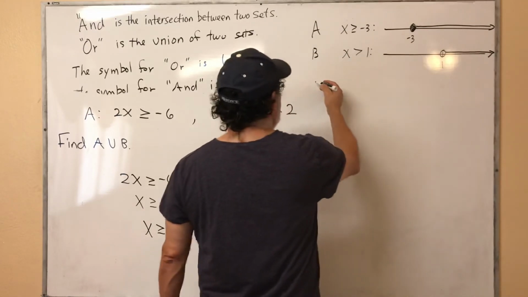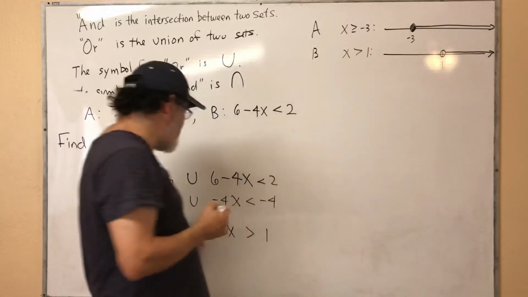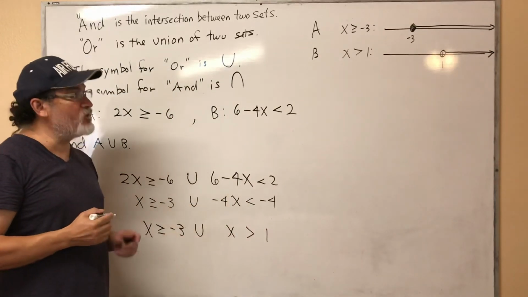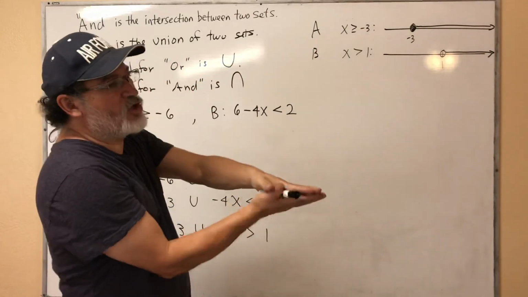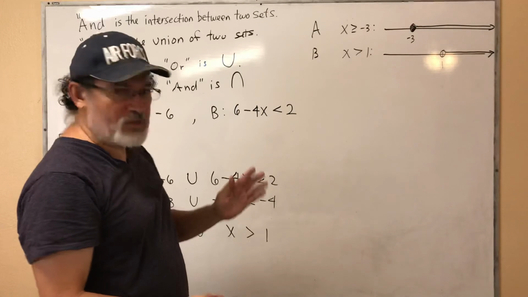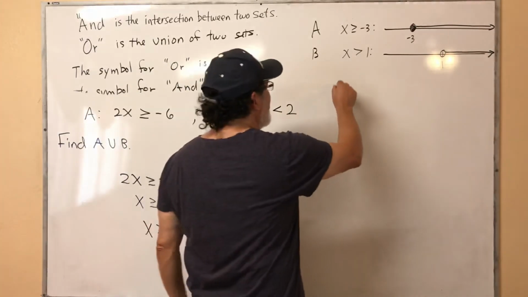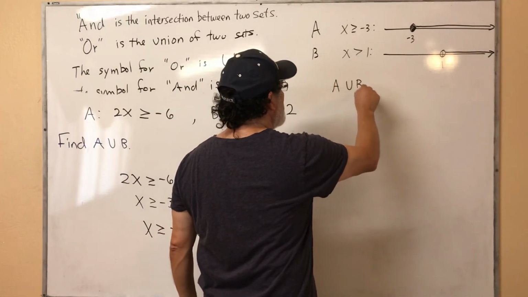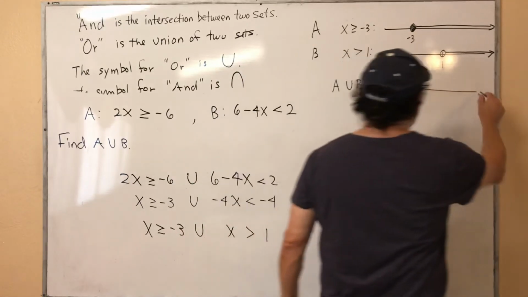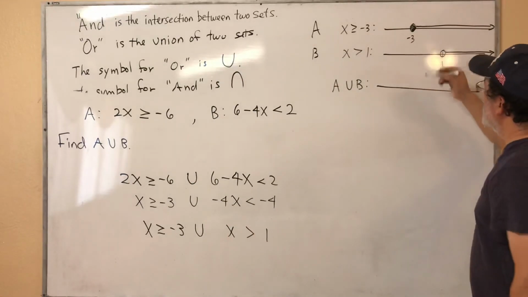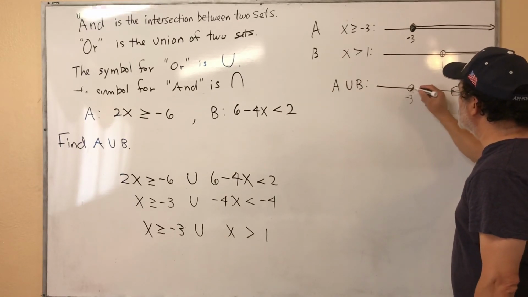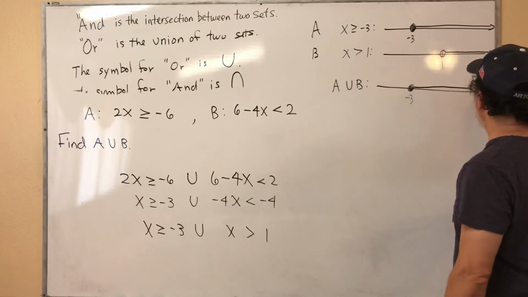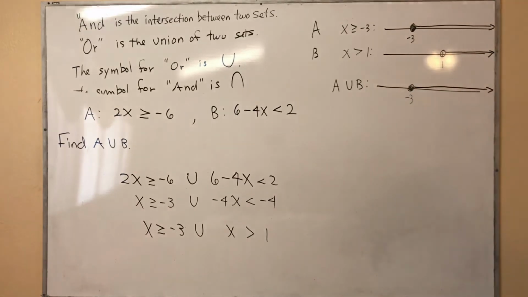Now let's take the union. To take the union, just put the graphs together. When you put the graphs together, A union B, what do you get? Just put the graph together, guys. You're going to get this one from -3, circle, shade, all the way to the right. That's the answer.